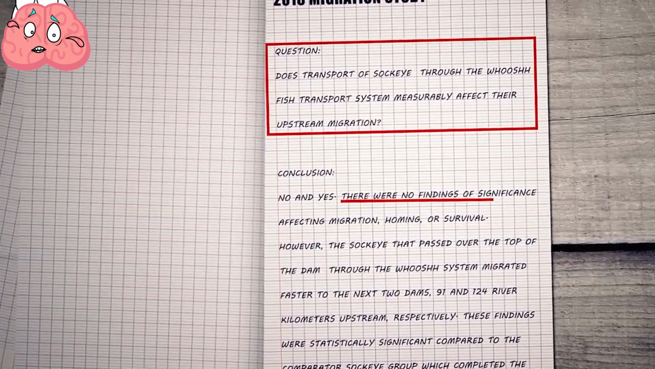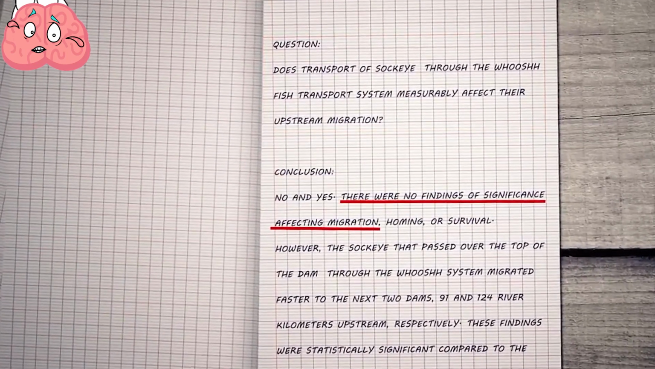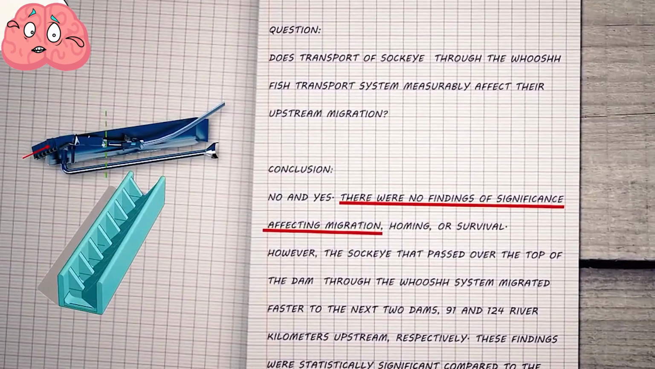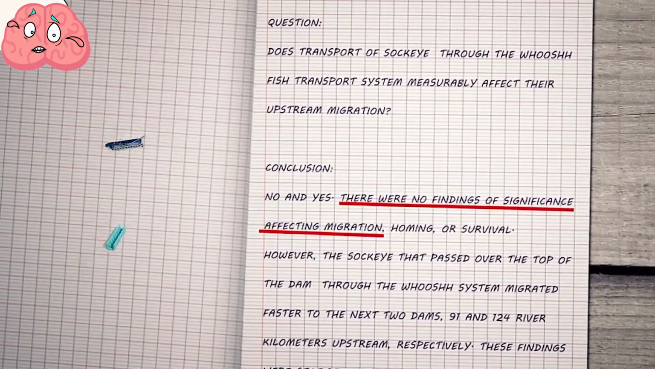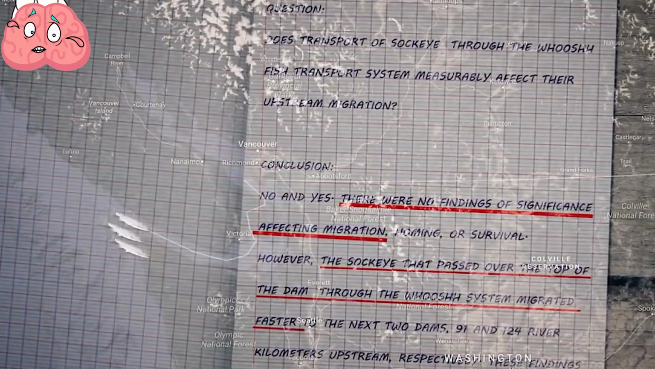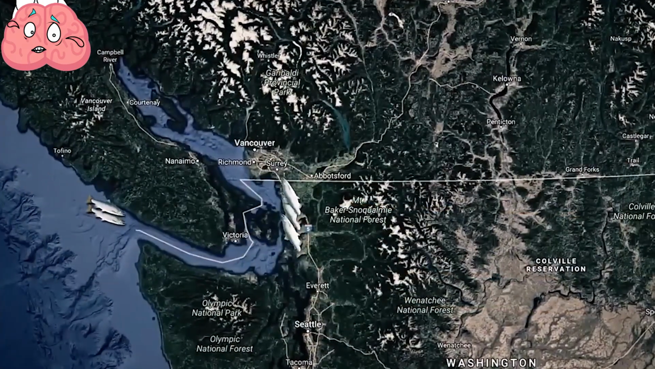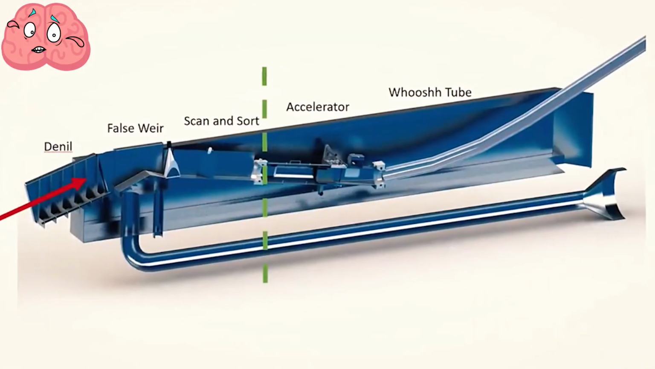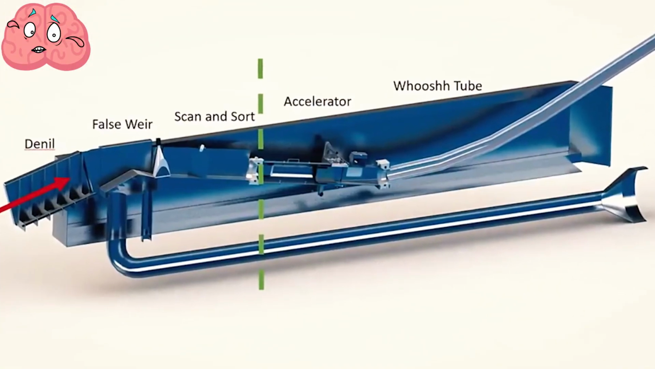While they found that there were no differences in immediate survival between sockeye salmon, which used the tube, and those that use a ladder, the scientists did discover that the sockeye using the Salmon Canon migrated much faster to the next two dams upstream. Perhaps they just got used to the speed. While there is more research to be done, this tube contraption looks like it might have a bright future.